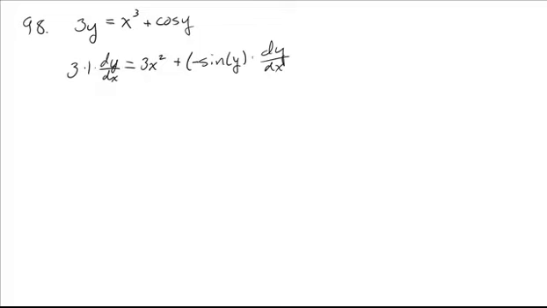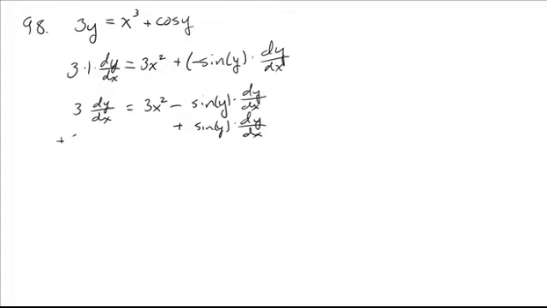So now we need to get this organized. So we have 3 dy dx equals 3x squared minus sine of y times dy dx. And our goal is to solve for dy dx. So we want to get the two terms with dy dx on the same side. So we'll add sine of y times dy dx to both sides. And what that does is it gets rid of the dy dx on this side.